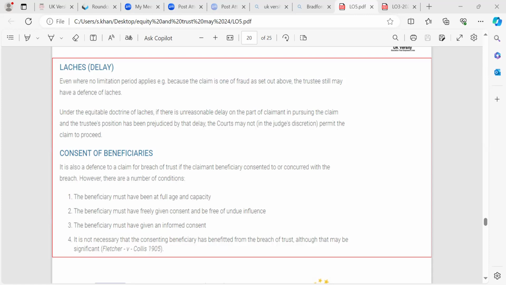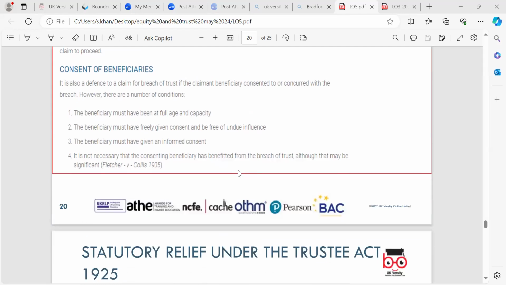The next one is consent of beneficiaries, and it is also a defence to a claim for breach of trust if the claimant beneficiary consented to or concurred with the breach. However, there are a number of conditions. Firstly, the beneficiary must have been of full age and capacity. Secondly, the beneficiary must have freely given consent, free of undue influence. Thirdly, the beneficiary must have given an informed consent. Fourthly, it is necessary that the consenting beneficiary has benefited from the breach, although it need not be significant, as in the case of Fletcher v Collis, 1905.